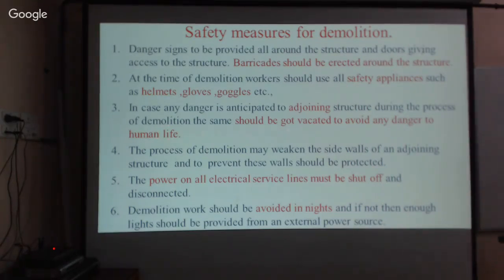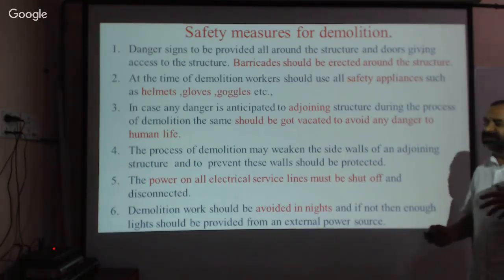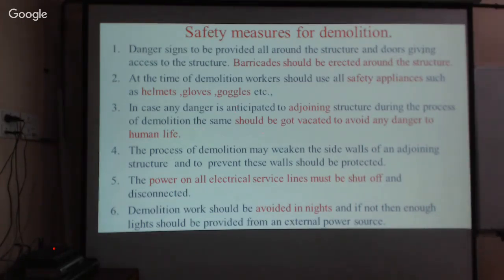So, we have to get the neighbors to vacate if we need to demolish a building. You need to instruct, you will request the neighbors and ask them to go out for certain reasons, isn't it? For the time being. Now, the process of demolition may weaken the side walls of all adjoining structures, and to prevent this, these walls should be protected. The power on all electrical service lines must be shut off or disconnected. Demolition work should be avoided at night. You must avoid working at night, and if it must be done, then you must have powerful light.